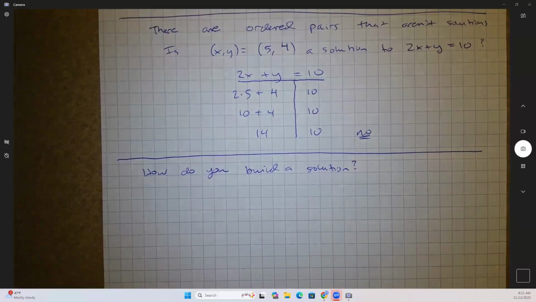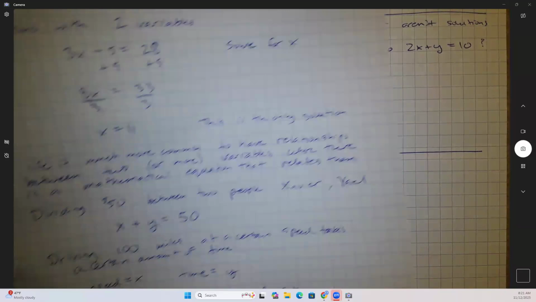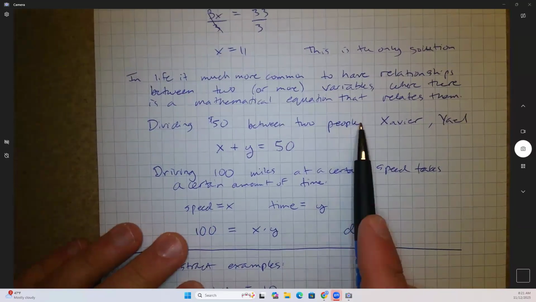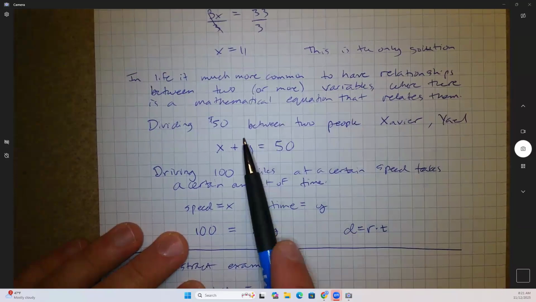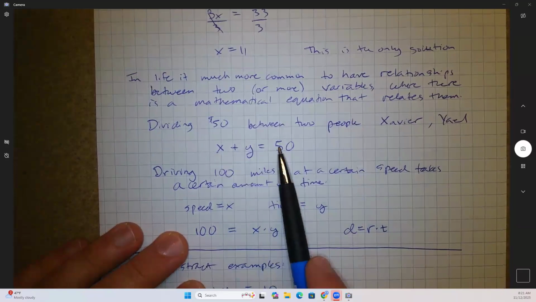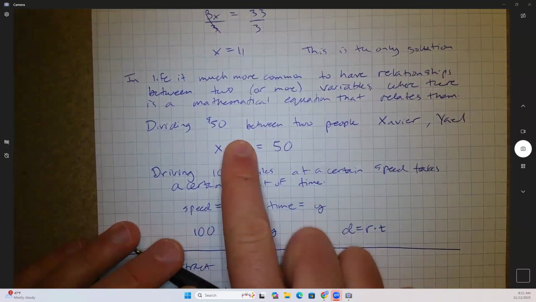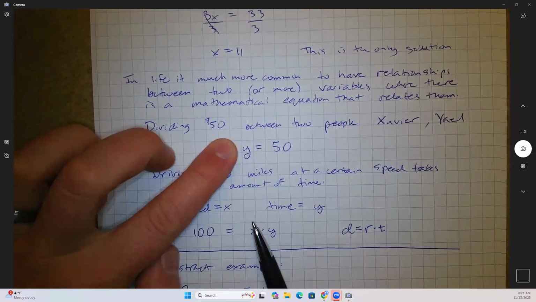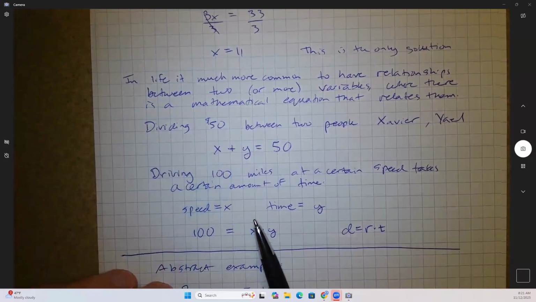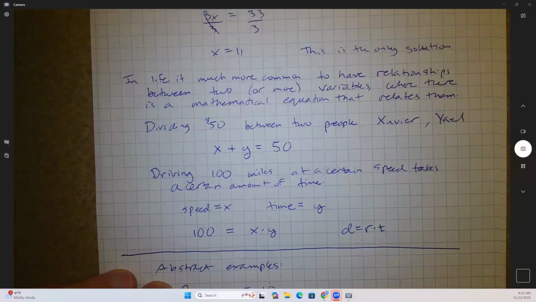If we think back to the examples I had, I'm going to divide $50 between Javier and Yael. There are a lot of different ways to do that. For example, I could give Javier all the money, or I could give Yael all the money, or I could split it 50-50. So a question I might ask is, how do I decide how to split the money? How do I find a solution to this equation?